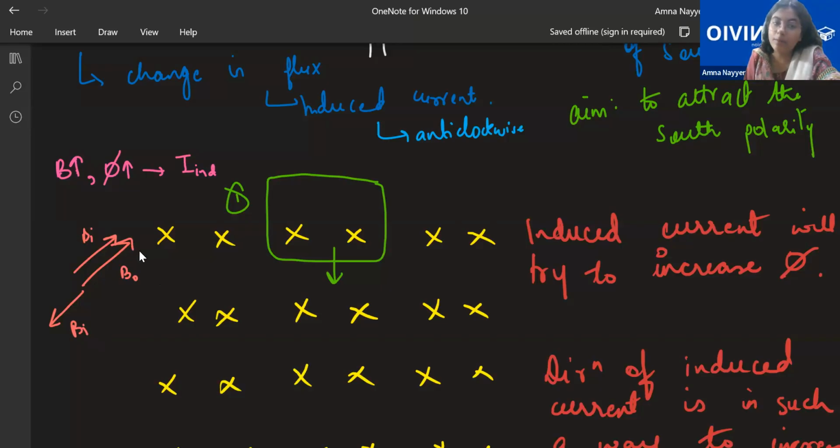It will increase, because they will get added. This case will be subtracted. So which one should we prefer, the first one or the second one? The first one. Why? Because it will decrease the magnetic field. Very good. This is how you have to answer.